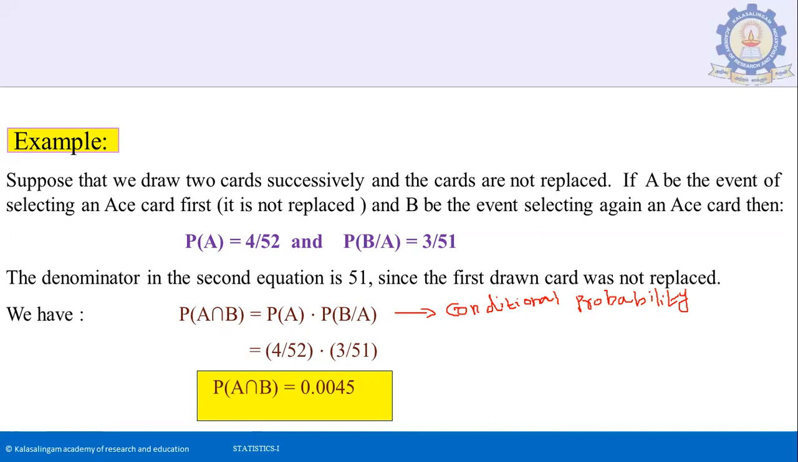At the end of the first experiment, the card is not replaced. So now the number of ace cards is only 3 and the total number of cards is reduced to 51. So P of B given A is equal to 3 by 51. Therefore, probability of A intersection B equals P of A times P of B given A, 4 by 52 into 3 by 51, so 12 by 1326, which leads to 0.0045.